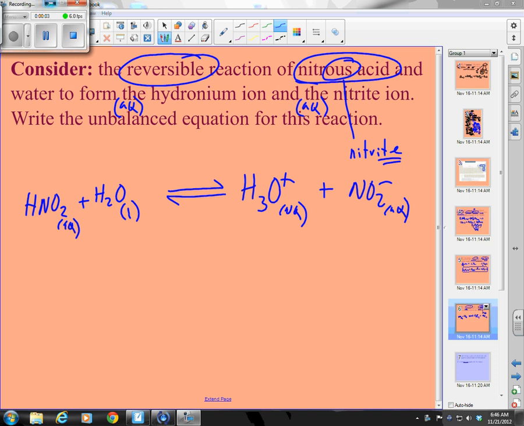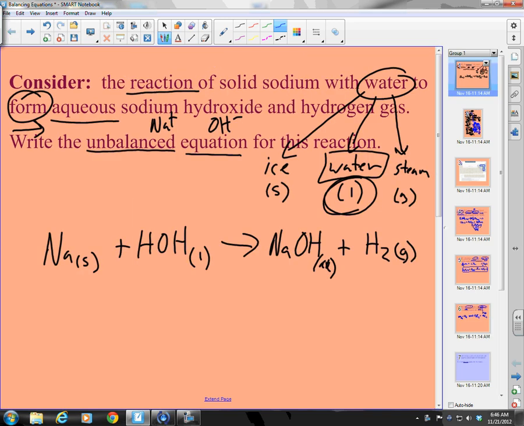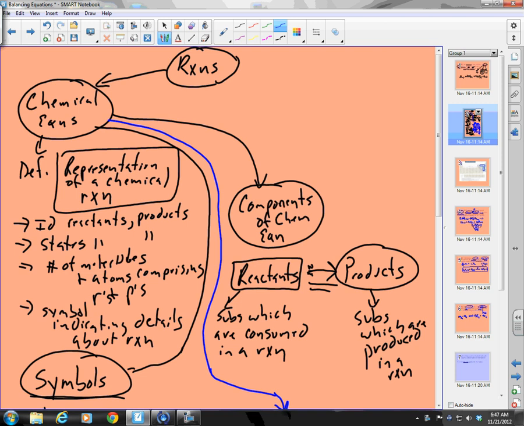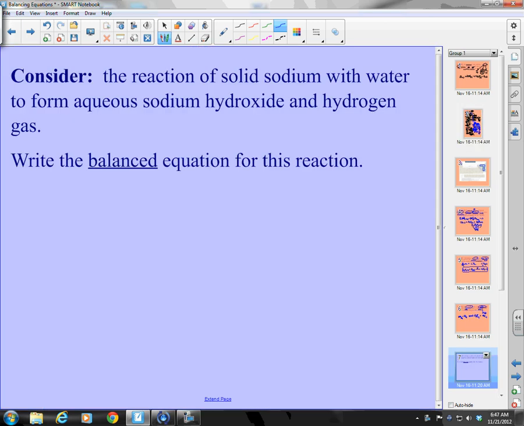Well, here we go again. And we are in the middle of our Unit 6 discussion. Last time we talked about just general equations, right? We said an equation is a representation of a chemical reaction, and we talked about the symbols, the components, and we also talked about our diatomic molecules. Now, let us move on.